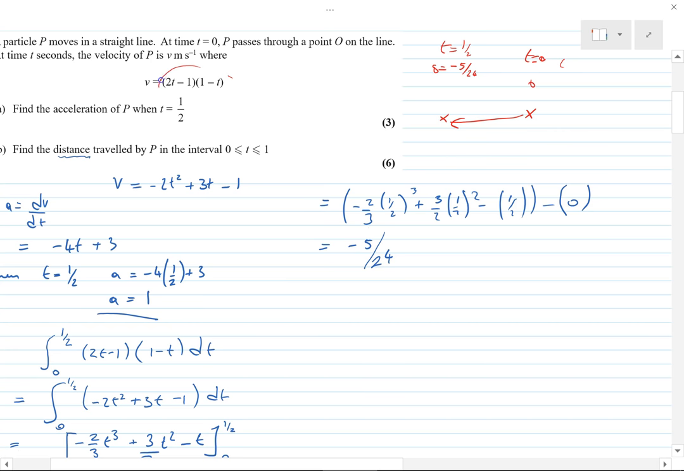And as I've said before, we've got a change of direction now, because the velocity is going to become positive after a half, and it's going to start moving in this direction. But we need to know how much further within the interval from 1 to a half. So if we do the same integration, but this time from 1 to a half of minus 2t squared plus 3t minus 1, we've already integrated it, so just check it's right, so we don't have to go back and correct. Minus 2/3 t cubed plus 3t squared over 2 minus t.